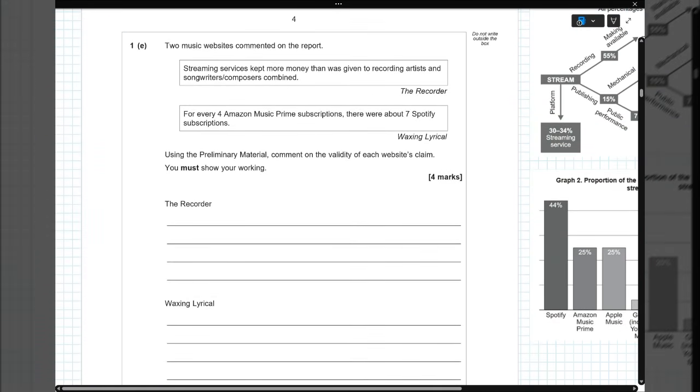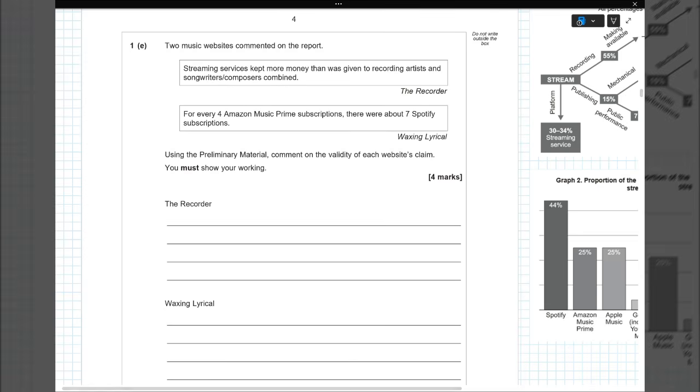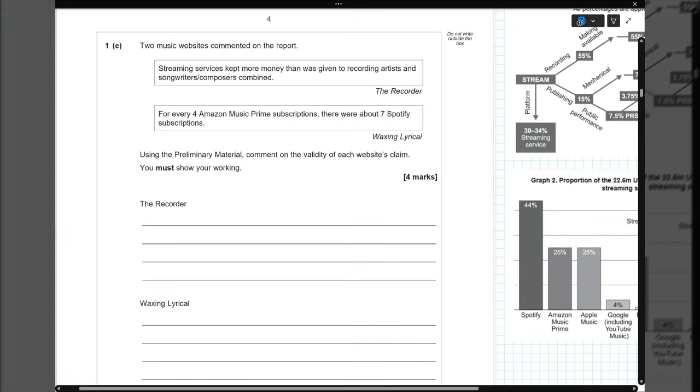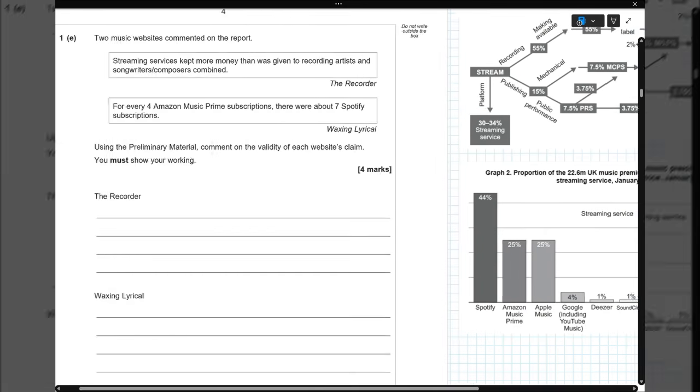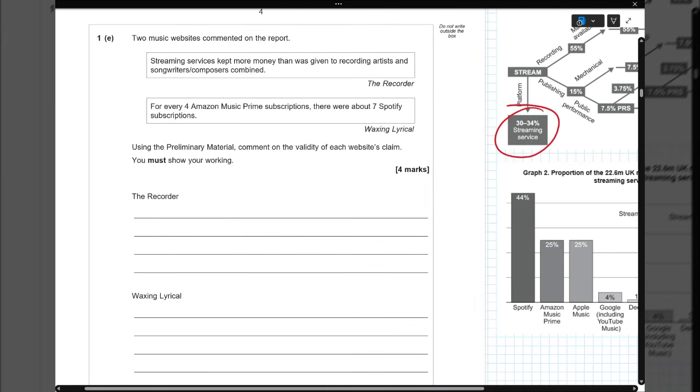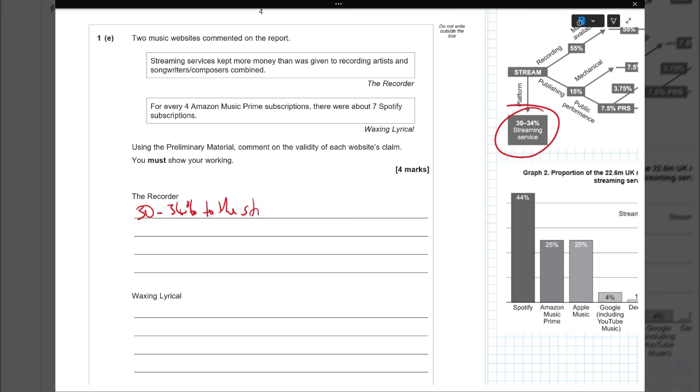Right, 1E. Two music websites commented on the report. Streaming services kept more money than was given to the recording artists and songwriters, composers combined. And then the other comment, for every 4 Amazon Music Prime subscriptions, there are about 7 Spotify subscriptions. So for the recorder, the streaming service looks like they keep 30 to 34%. So 30 to 34% to the streaming service.